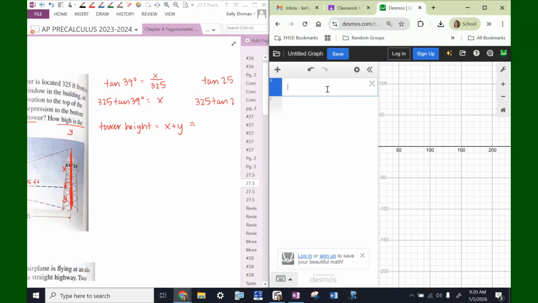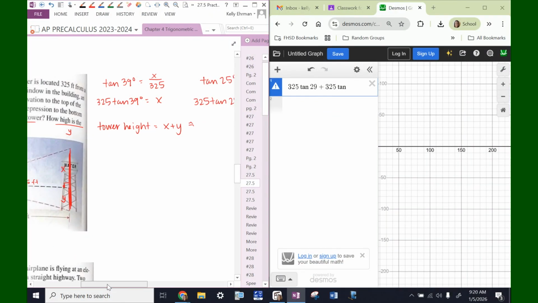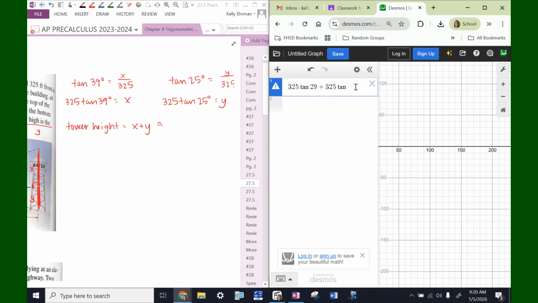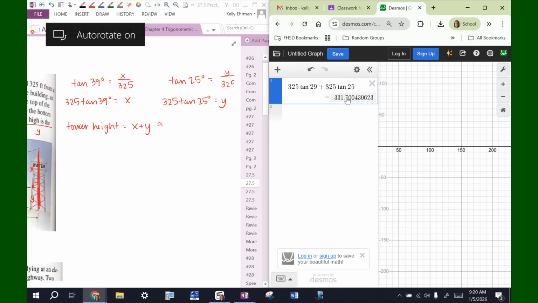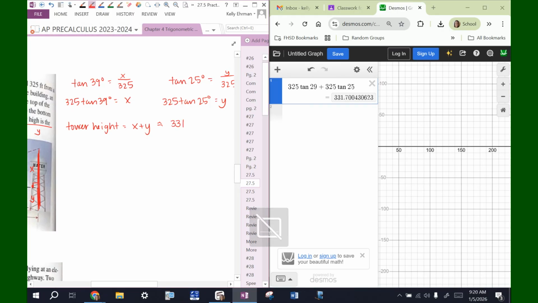All right. So that was 325 times the tangent of 39 plus 325 times the tangent of, was it 25? Yep. 25. And the answer comes out to 331.700 feet tall. There's the second question, how high is the window?